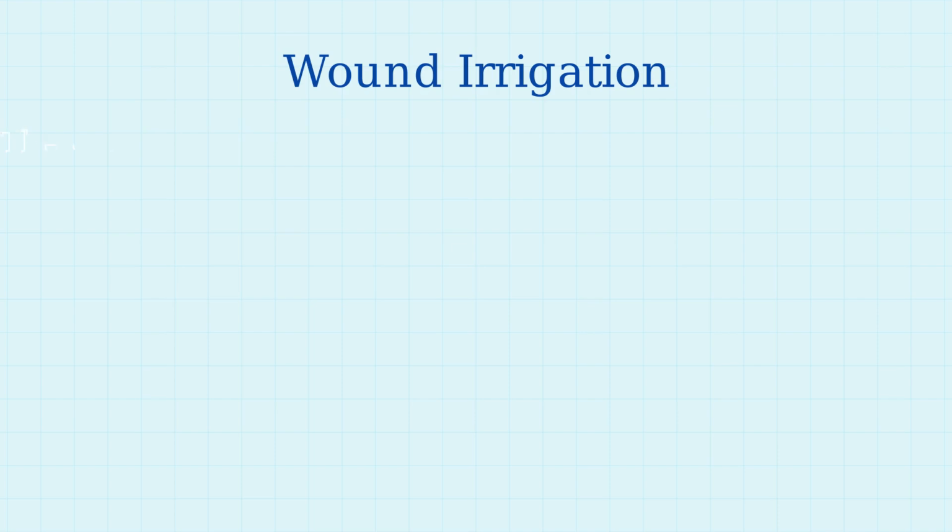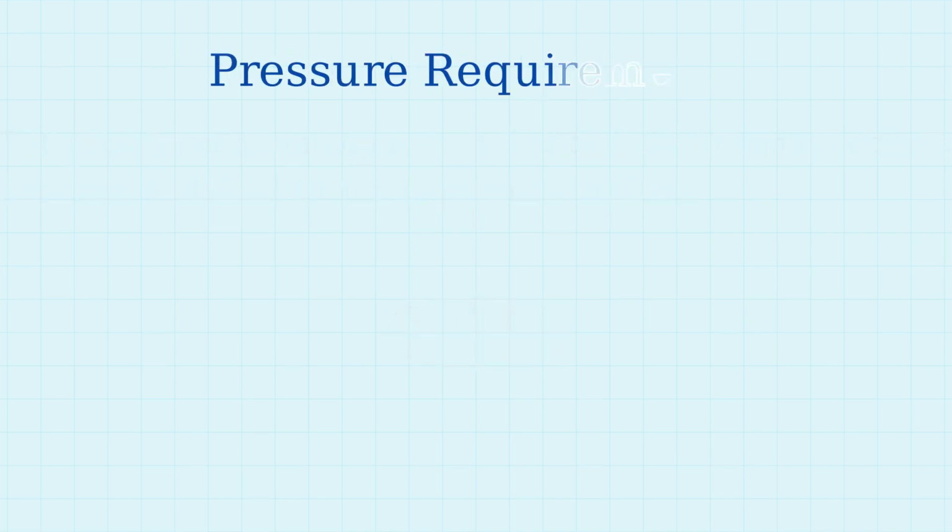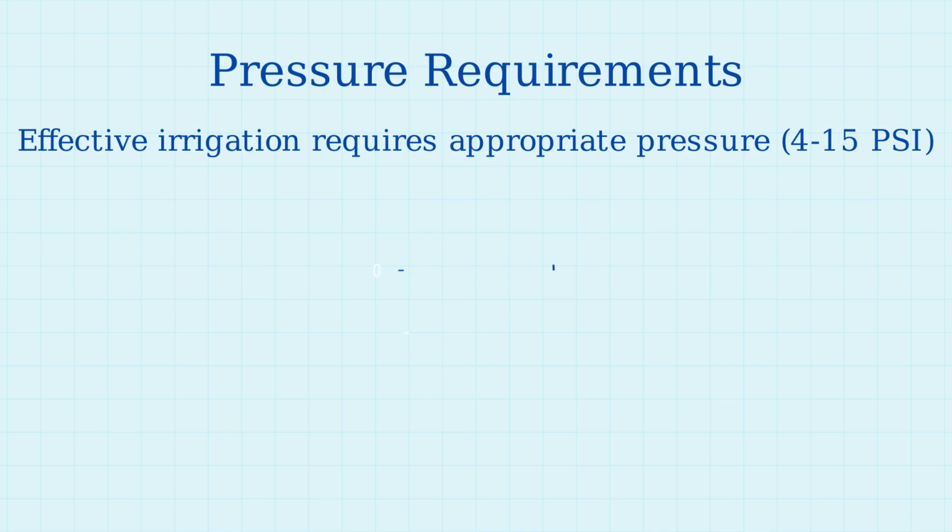Wound irrigation is a critical component of wound care involving cleansing a wound with fluid to remove debris, bacteria, and dead tissue. This process is essential for proper wound healing and preventing infection. Effective wound irrigation requires the right amount of pressure.